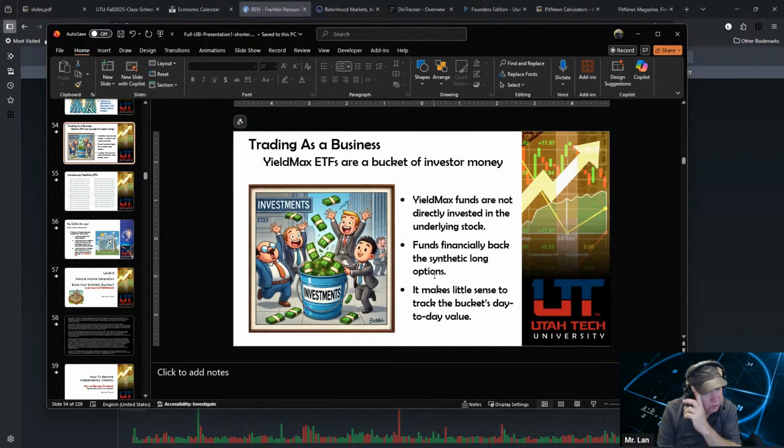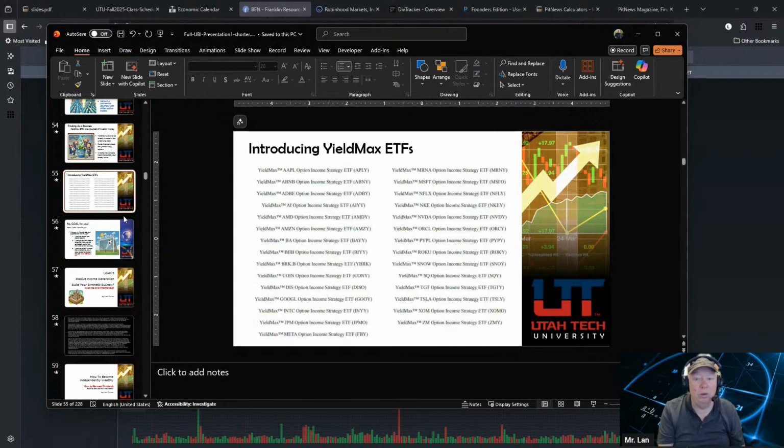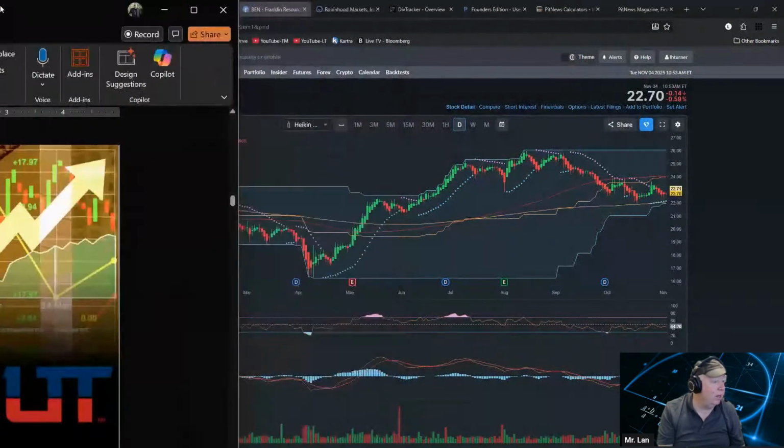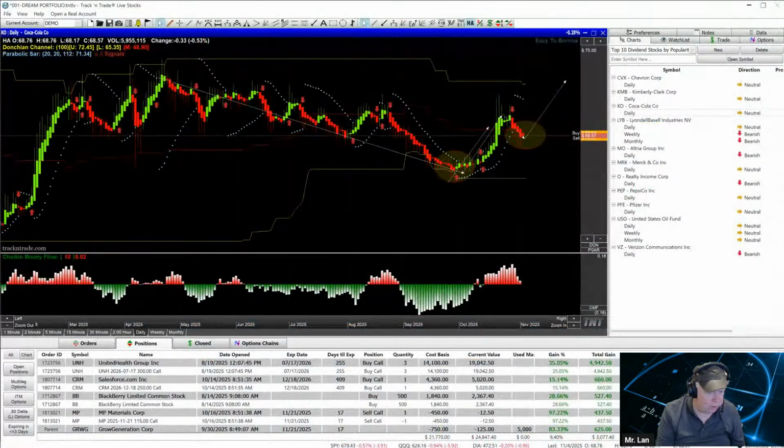So what we're going to do is, this is called level 3 investing. All right. So level 3 investing. We're going to go in and talk about these funds right here. This is the list of Yield Max funds. Now, there's more than just Yield Max. Yield Max is kind of the ones who pioneered all this. They're the ones that started doing all this. And so there have been other companies who have followed in their footsteps.